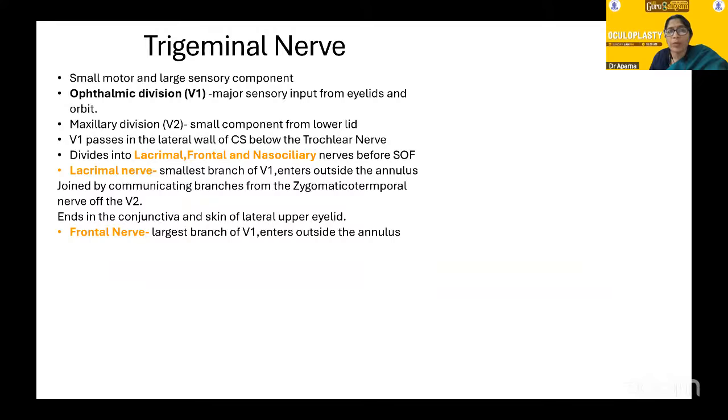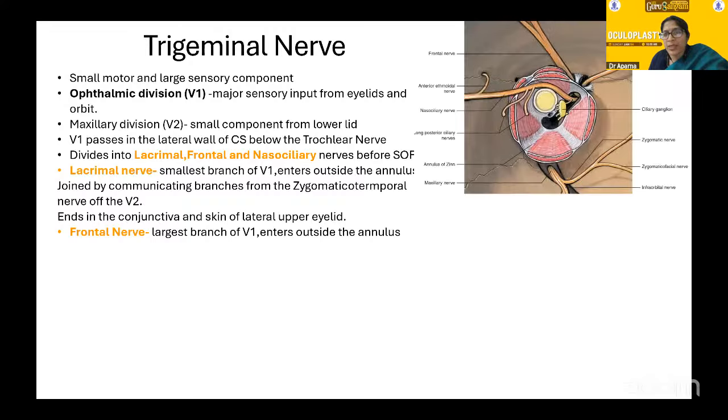Next is the sensory nerve, that is the trigeminal nerve. It has a small motor and large sensory component. The ophthalmic division receives the major sensory input from the lids and the orbit. The next is the maxillary division, which gets the sensory input from the small compartment from the lower lid. This is how the trigeminal nerve ophthalmic division and the maxillary division are placed in the orbit.